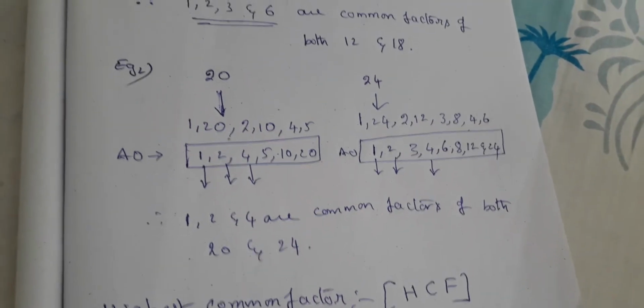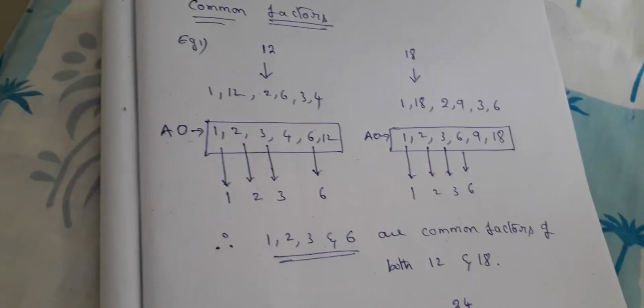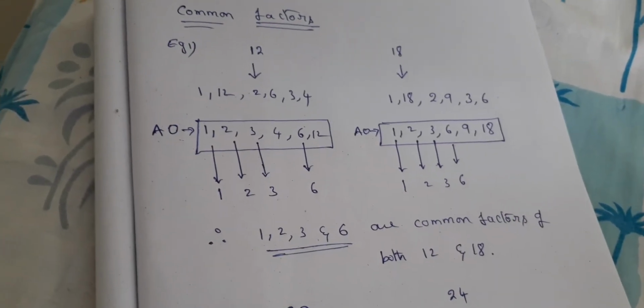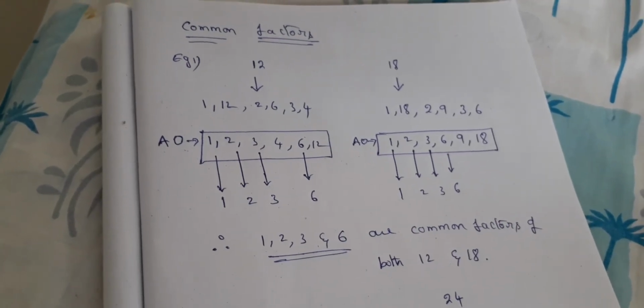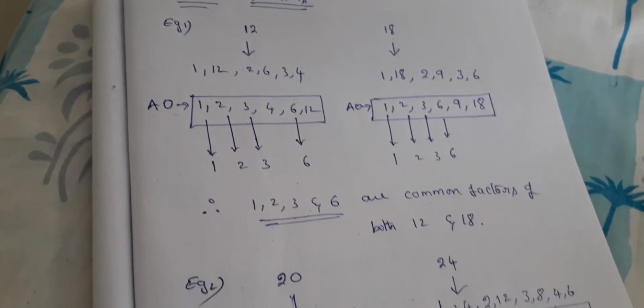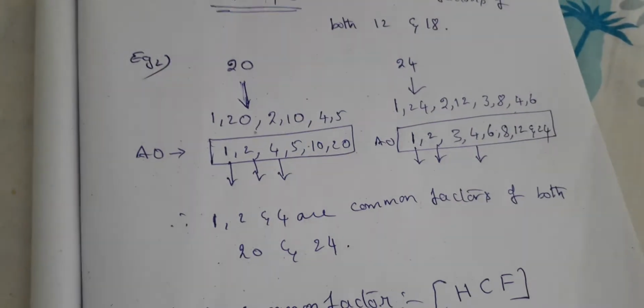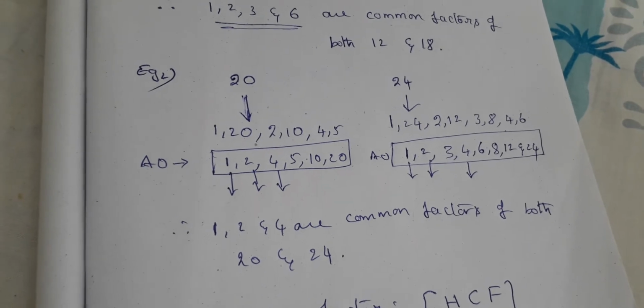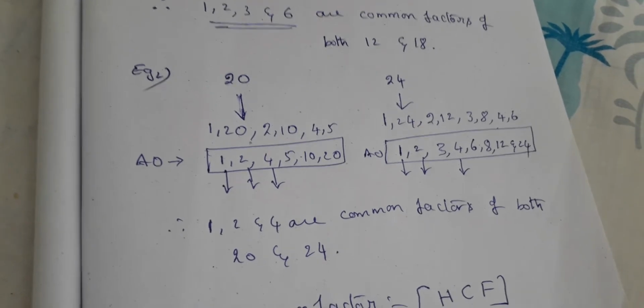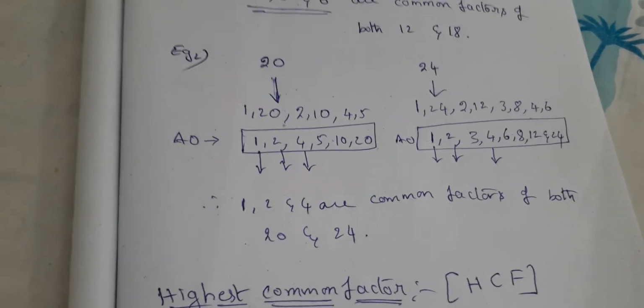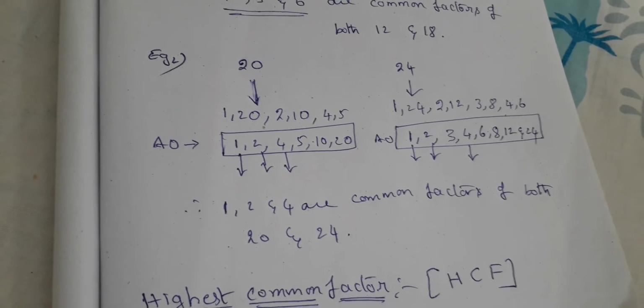Okay, so we took the example of 12 and 18. We wrote the factors. Then afterwards we wrote them in ascending order. Then we checked for common factors. Now we did the same for 20 and 24. We wrote the factors first and then the ascending order. Then we found the common factors.